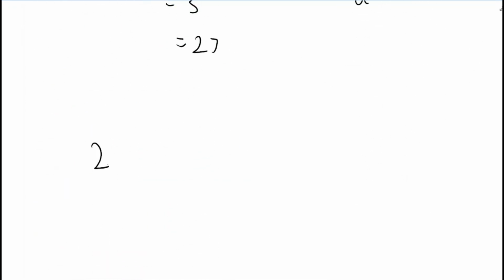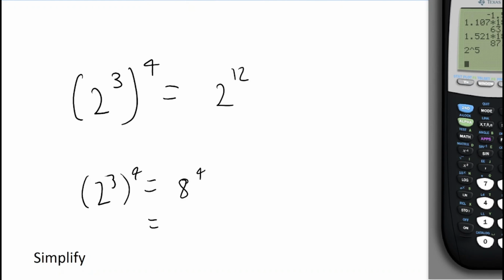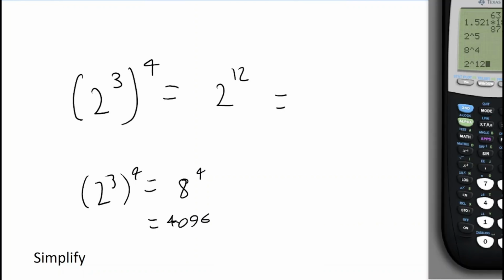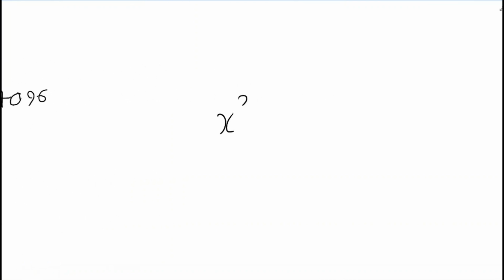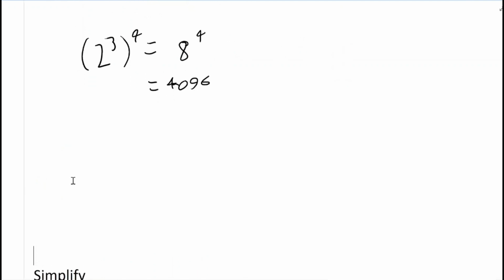So we could have something like 2 cubed to the power of 4 gives you the same as 2 to the power of 12, because you do 3 times 4. If you want to check this, you could do 2 cubed to the 4. If you think about what that really means, 2 cubed is 8, to the 4. And if we look up 8 to the power of 4, well, that's 4096. And if you look at 2 to the 12 on your calculator, that is also 4096. You could have a situation like this where you've got x squared to the power of 3. That would be the same as x to the power of 6. Alright, so that's index law number 3 in action, and then index law number 4 we'll have a look at.